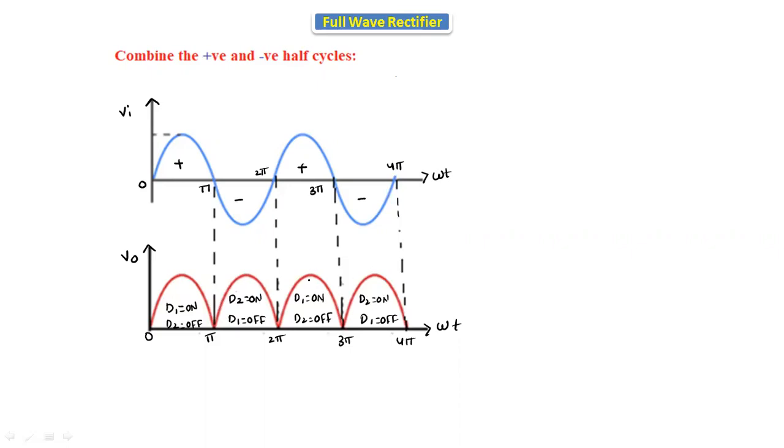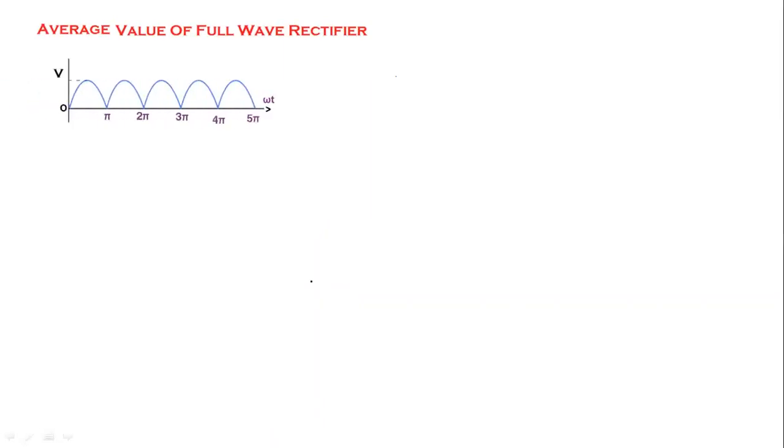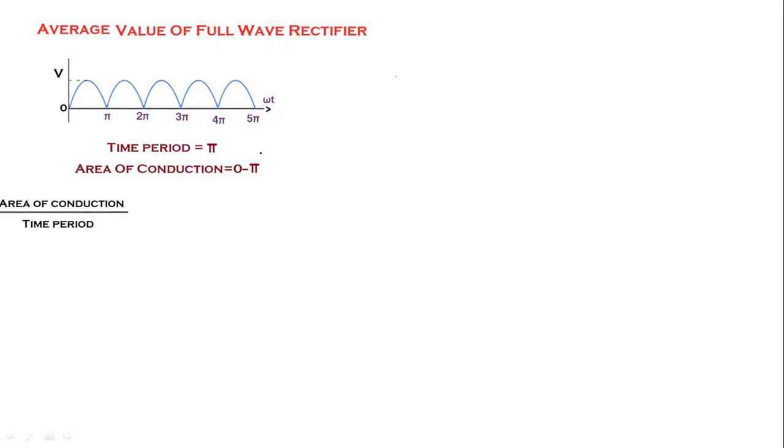Now let's calculate all the parameters of the center tapped full wave rectifier. If you see the waveform, both the cycles, positive and negative half cycles, are conducting. Both the cycles we are generating in the output. The time period is pi here. For the time period pi, the total 0 to pi is conducting. That's why the area of conduction is 0 to pi.